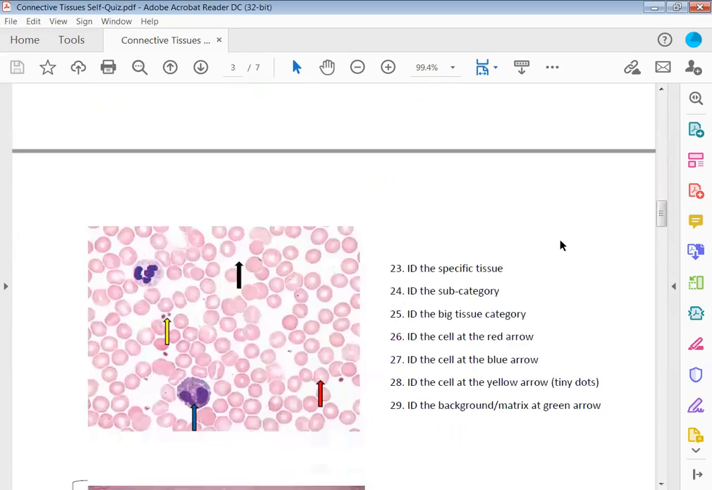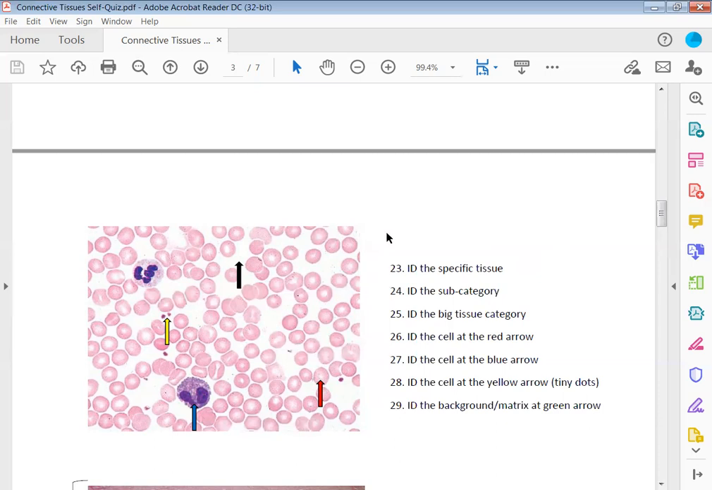The next tissue with questions 23 through 29. Identify this specific tissue. This specific tissue is going to be blood. And in blood, you're looking for a lot of these little pink donut looking cells here. And then every once in a while, you'll see a little bit larger cell with a dark purple nucleus in it. So that clues you in that this is going to be blood.